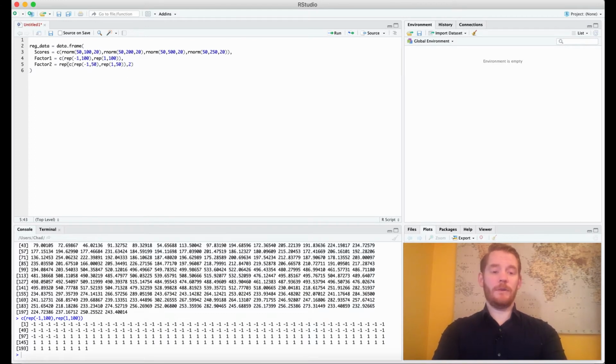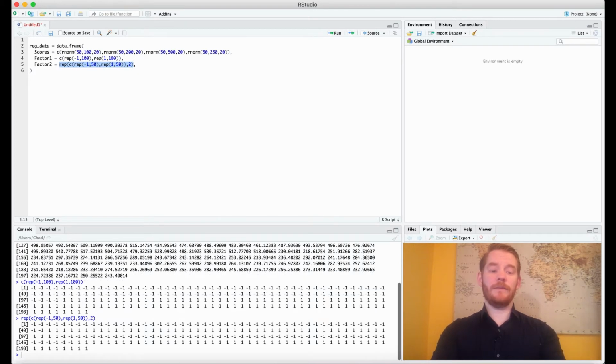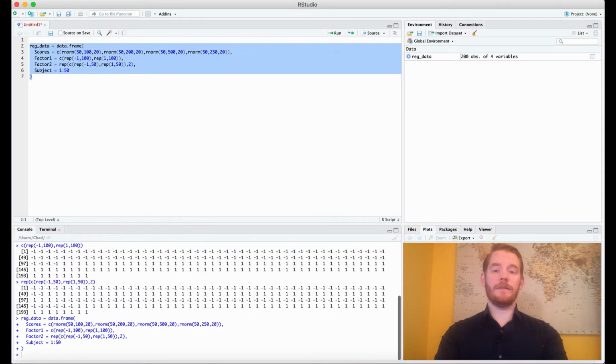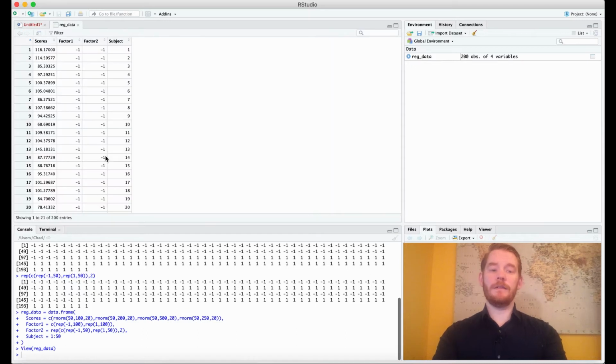It's not really clear why, you'll see in a moment when we're looking at our actual data frame, but what we get is negative 1 for the first 50, positive 1 for the second 50, and so forth. Finally, what we need is our subject IDs. So we're going to just put 1 to 50 because it'll loop. It's going to go through 1 to 50, but then we're still going to have space in our data frame, so it's going to start back over. So if we run all of this, what we get is this.